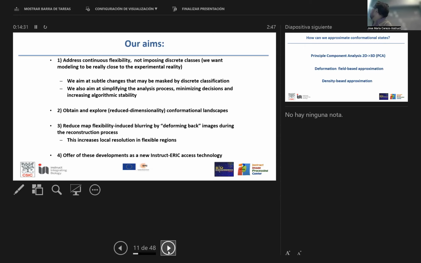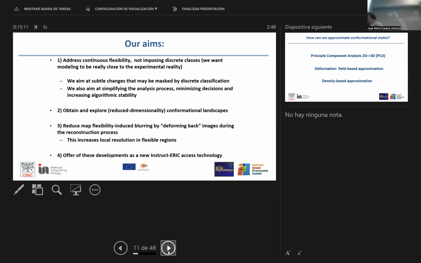We aim at subtle changes that may be masked by classification, simplifying the analysis process, minimizing decisions and increasing algorithmic reliability. This is important because if you have a case in which you have flexibility and you insist on going by discrete classification, you would have instability because your modeling of the reality is not correct. The optimization would do its best and will depend on many things, and the result will not be reliable. Okay, we will present this conformational landscape, and then I will introduce something interesting.